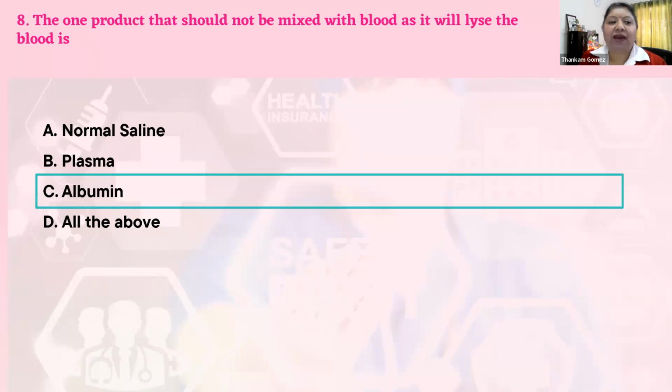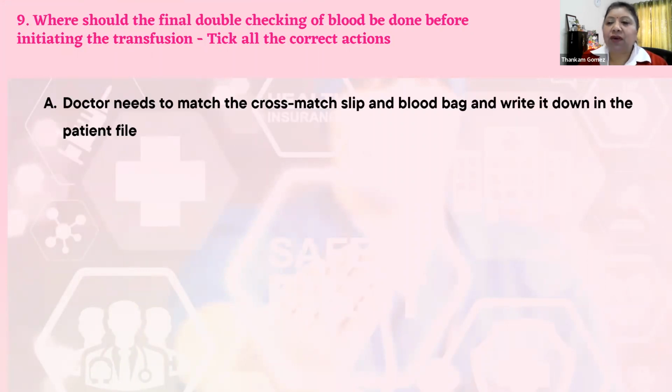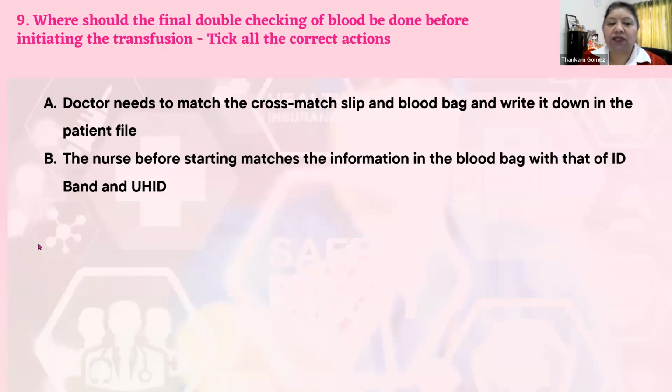All right, where should the final double checking of blood be done before initiating the transfusion? This is a very, very important practice that you all must learn, so that you are not doing the wrong procedure and then somewhere you also get into trouble. The doctor needs to match the cross slip and blood bag and write it down in the patient file. The nurse, before starting, matches the information on the blood bag with that of the ID band and UHID.